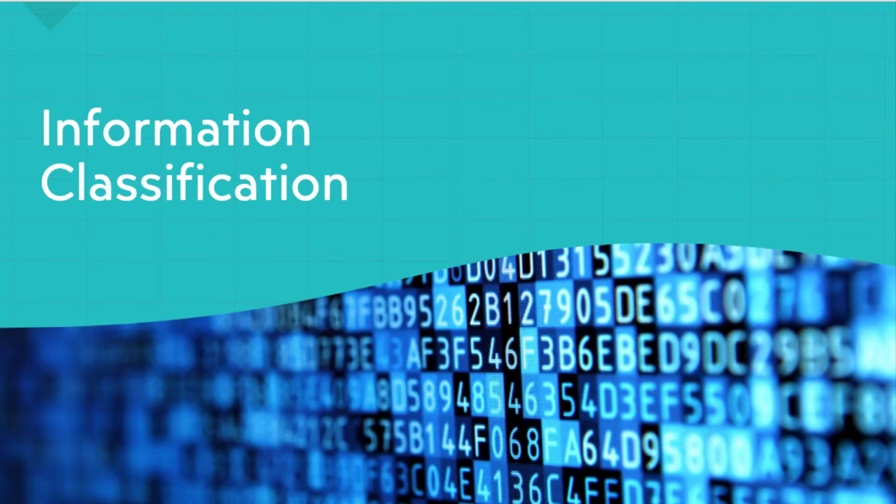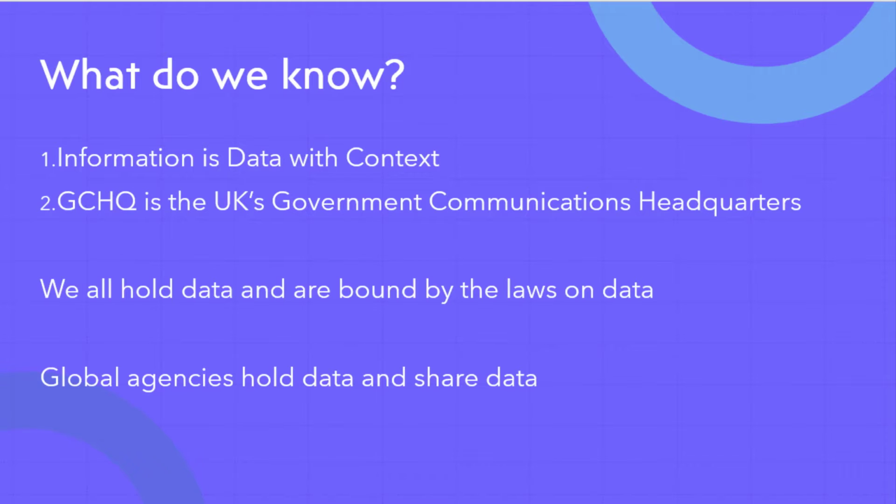Okay, so this is a short session on information classification, thinking about what information is and how it can be classified once we have it. So what do we already know? Well, we know that information is data with context. Data on its own is just raw facts and figures that doesn't necessarily have any meaning, whereas information is when we give meaning to that data.